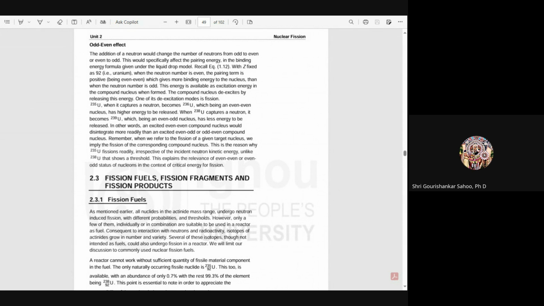So your uranium 235, when it captures a neutron, becomes uranium 236, which, being an even-even nucleus, has higher energy to be released. When uranium 238 captures a neutron, it becomes uranium 239, which, being an even-odd nucleus, has less energy to be released. In other words, an excited even-even compound nucleus would disintegrate more readily than an excited even-odd or odd-even compound nucleus. So when we refer to the fission of a given target nucleus, we imply the fission of the corresponding compound nucleus. This is the reason why uranium 235 fissions readily irrespective of the incident neutron kinetic energy, unlike uranium 238, which shows a threshold.